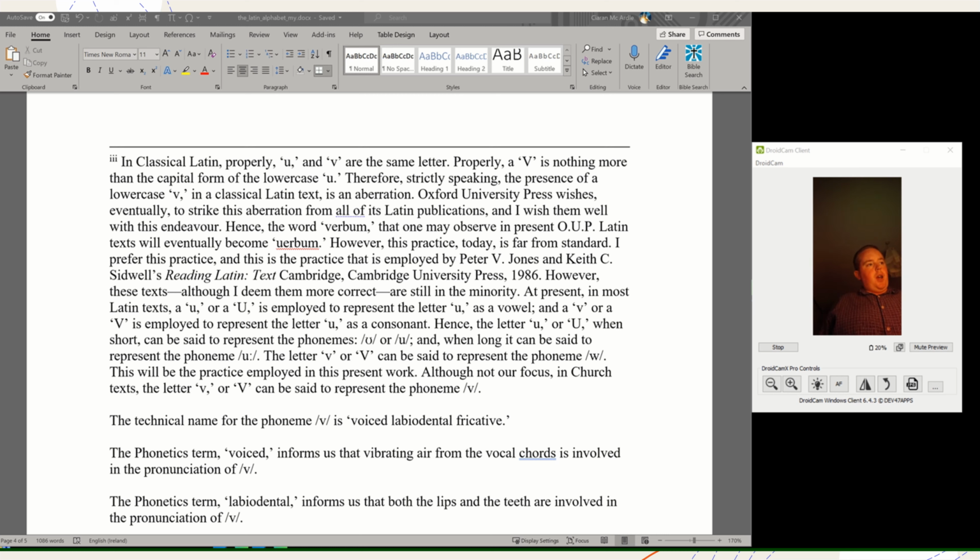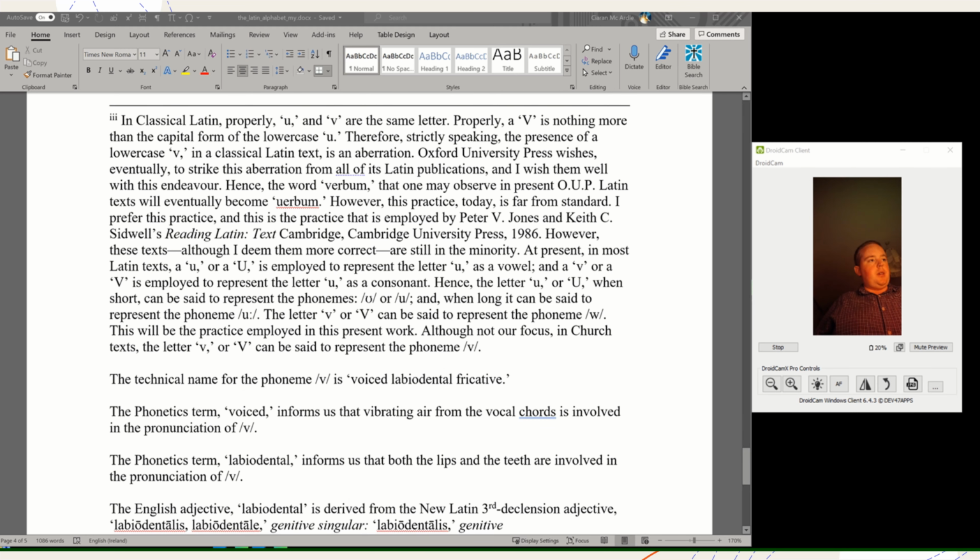This will be the practice employed in the present work, although not our focus. In church texts, the letter V can be said to represent the phoneme V. And yes, in church Latin, this will be pronounced verbum. So in classical Latin it would be verbum, but in Ecclesiastical Latin it would be verbum.